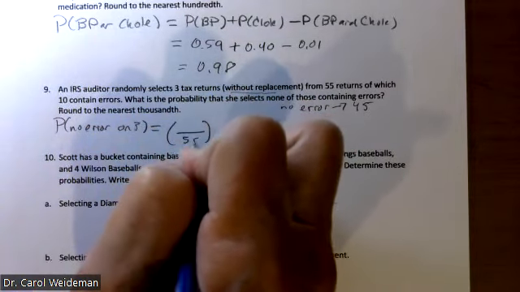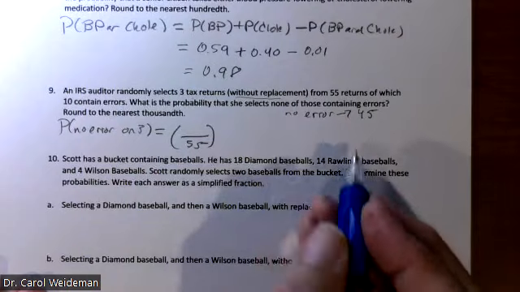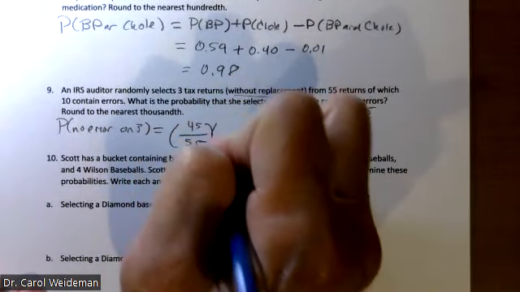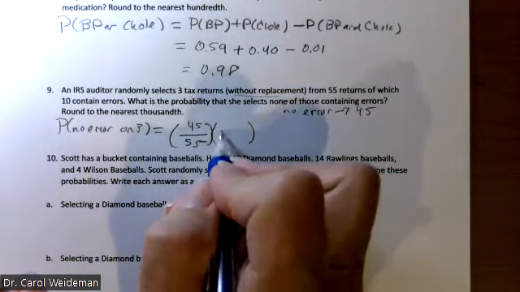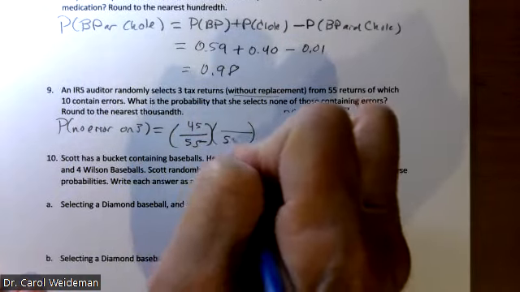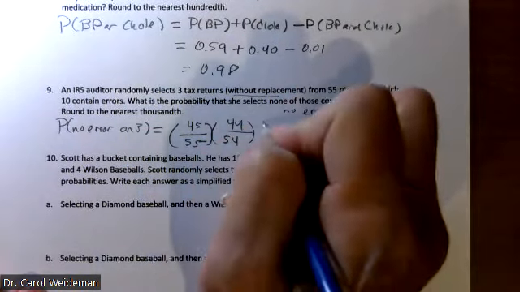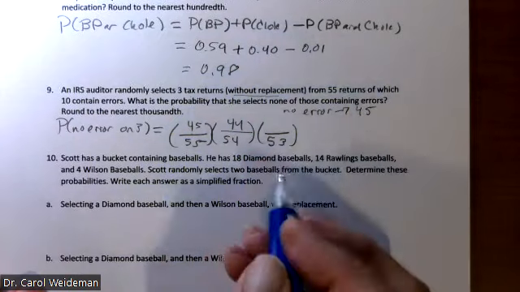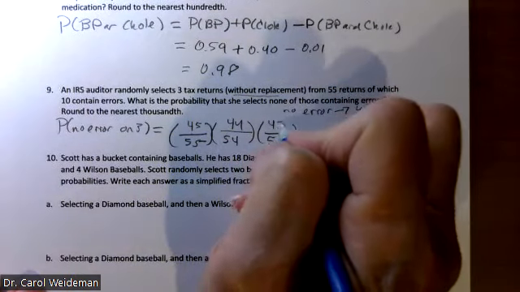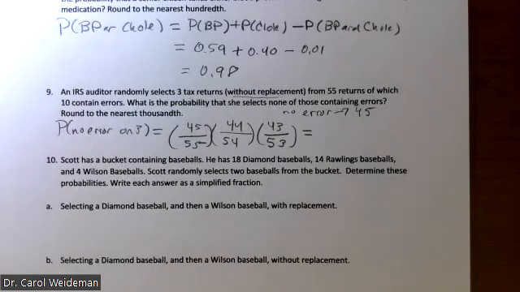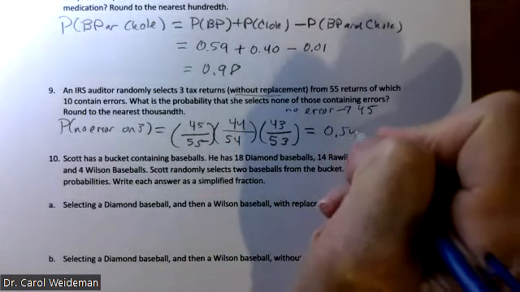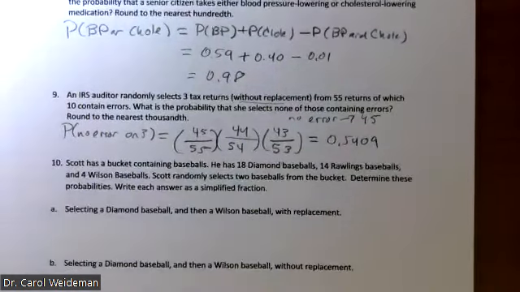The first time I go in to pick, I have 55 to pick from, and I just said 45 of those don't have an error. Now we're going to sample without replacement. We're not going to put that first one back in, so we have 54 left. And we're going to assume the first one didn't have an error, so we have 44 left to pick from. Likewise on the third draw, we have 53 left to pick from, and 43 of those don't have an error. If you go ahead and multiply that all out, it comes out to be 0.5409 if you simplify that.